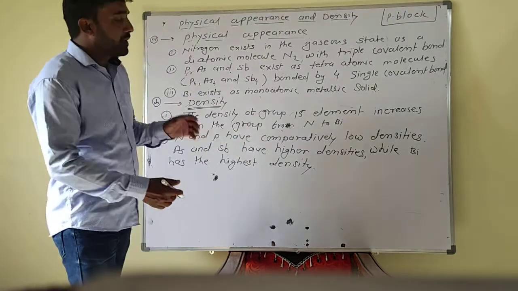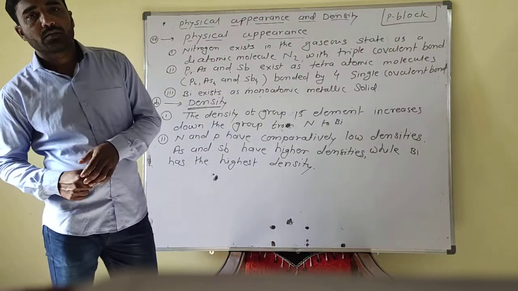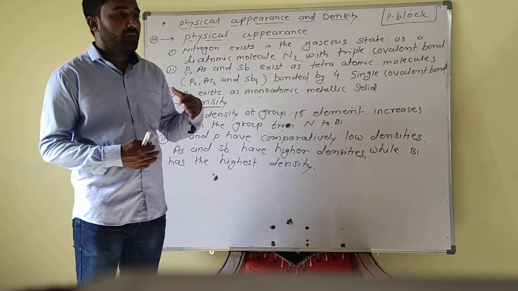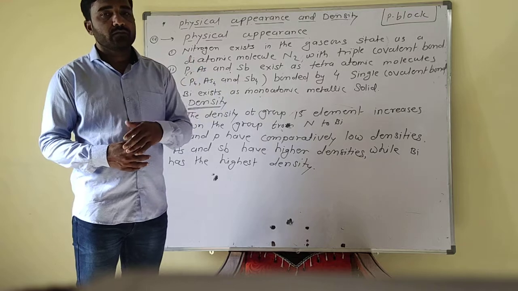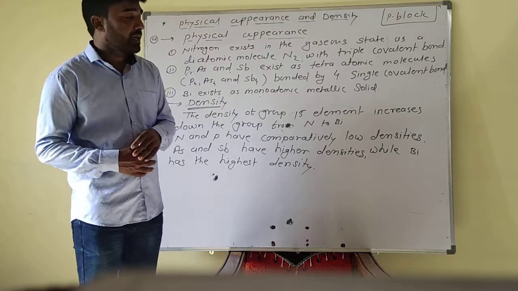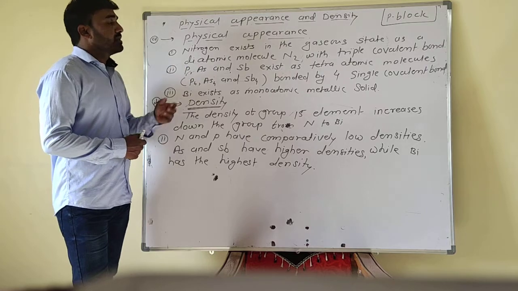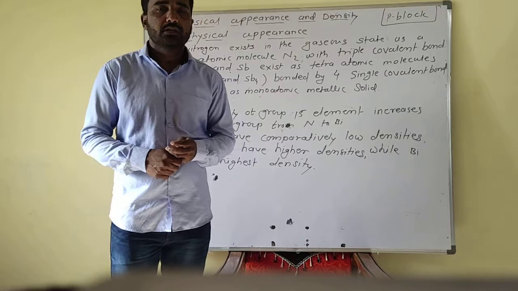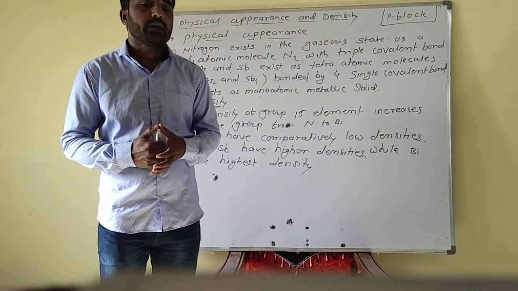That depends on a number of properties, such as size, atomic number, electronegativity and electropositive character, which determine whether the elements form solids, liquids or gases. Physical appearance first discusses nitrogen. Nitrogen is the first element of group 15.